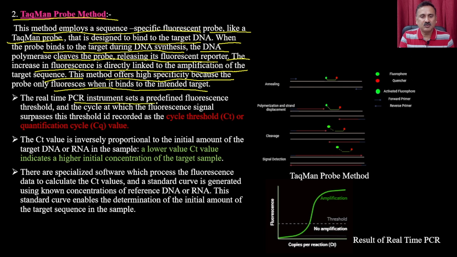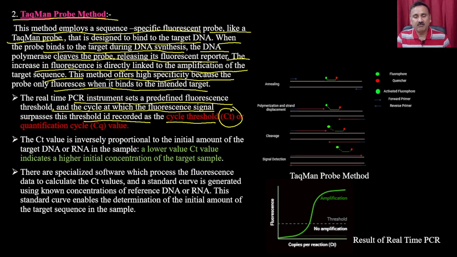The real-time PCR instrument sets a predefined fluorescence threshold, and the cycle at which the fluorescence signal surpasses the threshold is recorded as the cycle threshold, or the CT value. And the CT value is very, very important, right?